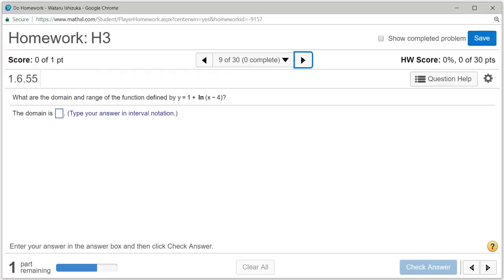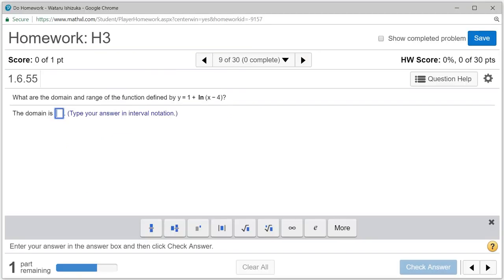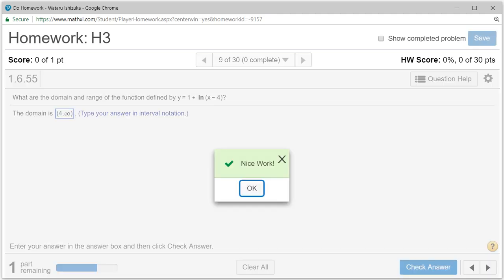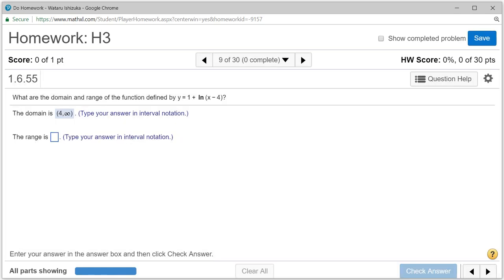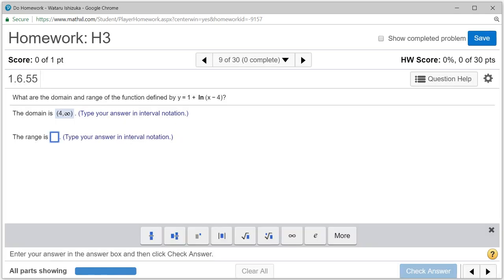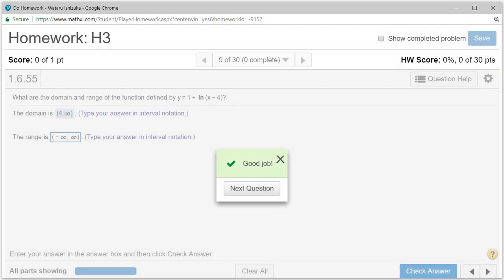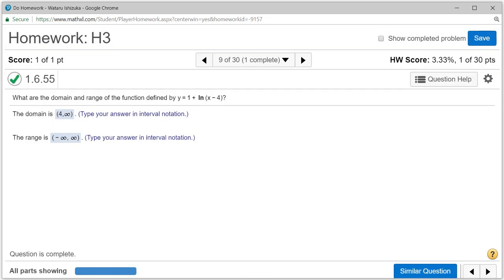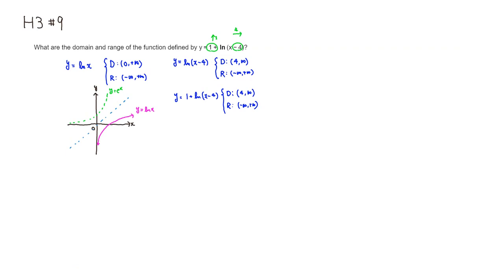So let's type it in. Domain is starting from 4 and going to infinity. Let's check the answer. All right, we got that. And the range is all real numbers, so it's negative infinity to positive infinity. Let's check the answer. All right, we got that. That's it. I hope that this was clear.